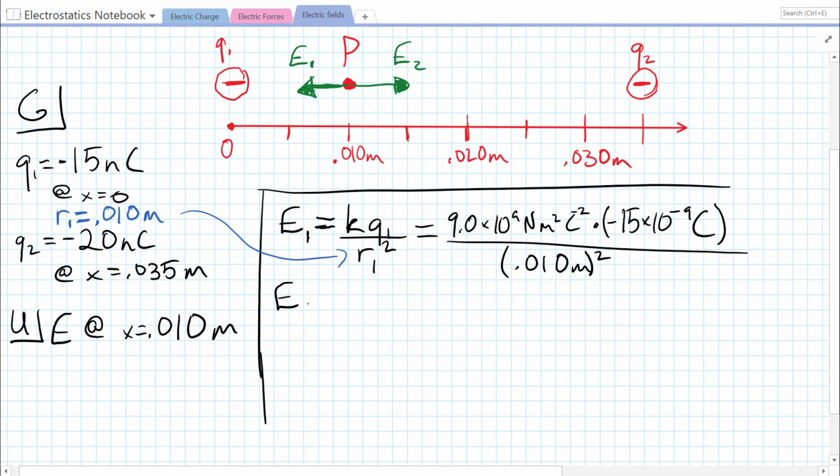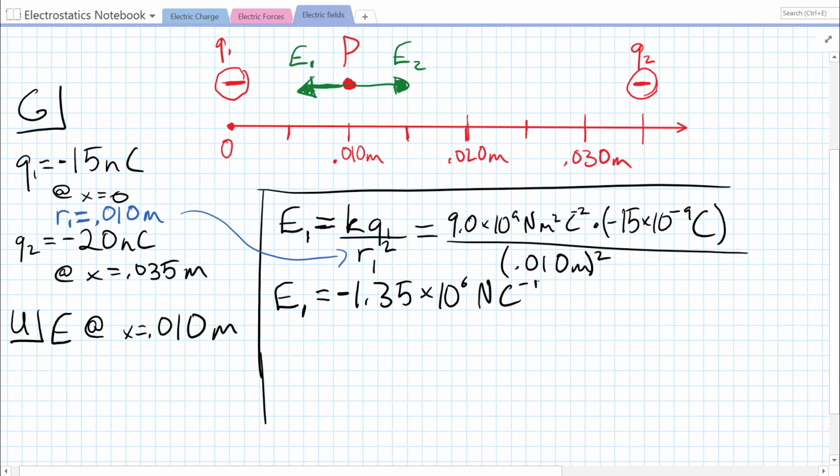In order to find that value, I'm going to have to use a calculator. 9 times 10 to the 9 times negative 15 times 10 to the minus 9 divided by 0.010 all squared gives us an electric field equal to negative 1.35 times 10 to the 6, and the units are going to be newtons per coulomb.